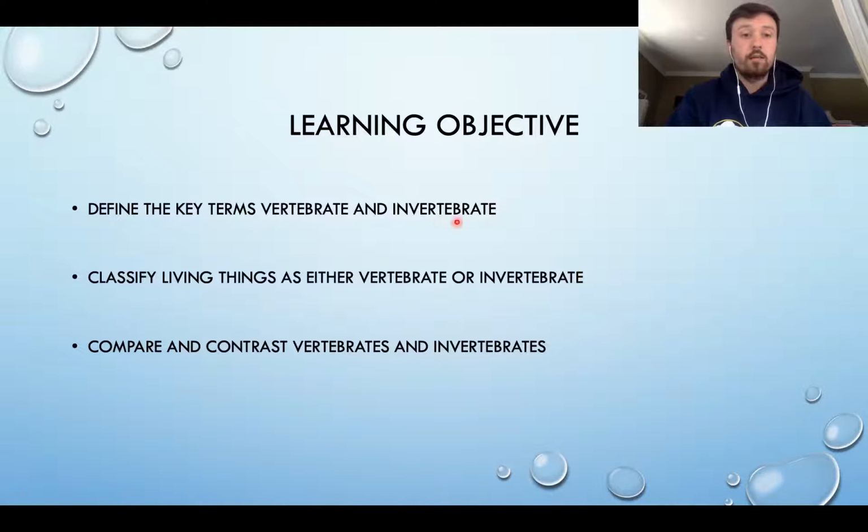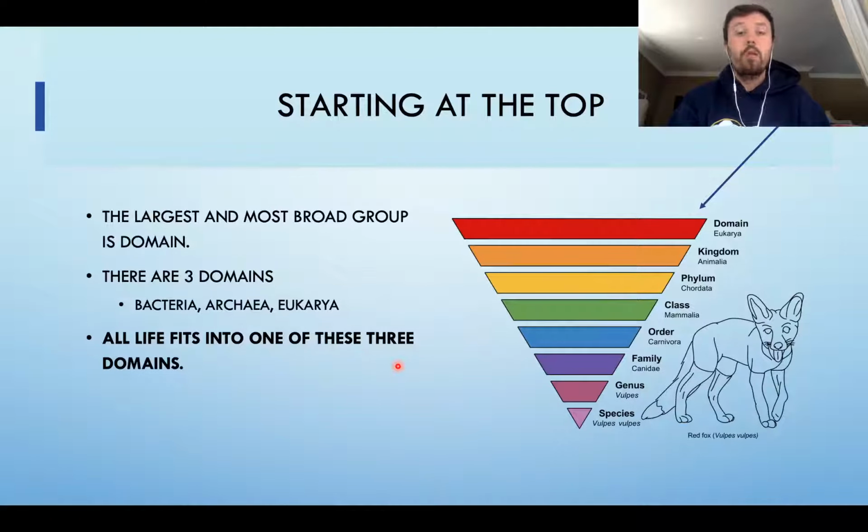So define the key terms vertebrate and invertebrate, so knowing what those are and how to define them and how to identify them. Classifying living things as either a vertebrate or an invertebrate. So some things can be classified into these two categories, and if I were to give you one and say, is this a vertebrate or an invertebrate, you'd be able to tell me. And then compare and contrast vertebrates and invertebrates. So the differences between those two groups, and there are a lot, and we'll talk about those over the coming days.